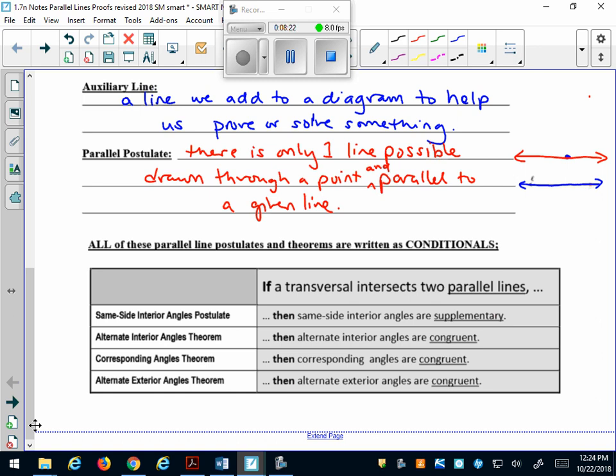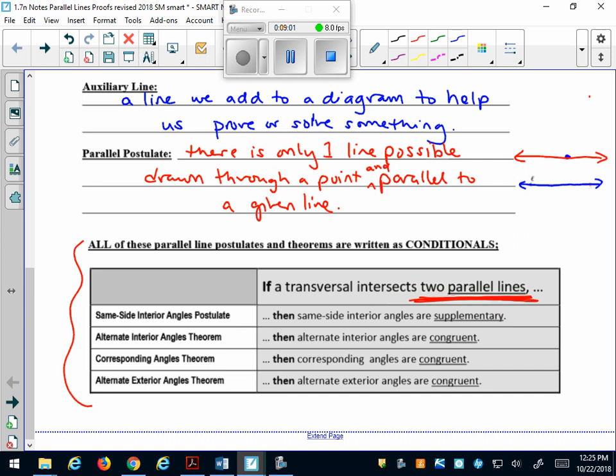Okay, so we good? Okay, so now here's just a recap right here of the theorems that we've learned. They all say if the two lines are parallel, right? If a transversal intersects two parallel lines. So the hypothesis here for every single theorem is that the lines are parallel. If lines are parallel, then same side interior angles are supplementary. Alternate interior angles are congruent. Alternate exterior angles are congruent, and corresponding angles are congruent, right?